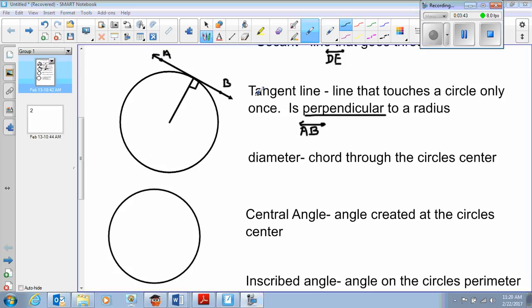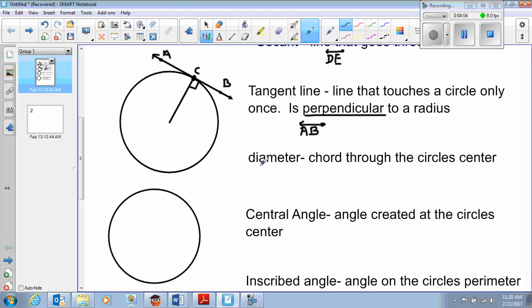Another thing that you might hear about a tangent line is its point of tangency, which is where the radius meets that tangent line, or where the tangent line touches the circle. So it would be tangent at that point. You might even say, okay, that's tangent at point C, or that's its point of tangency.